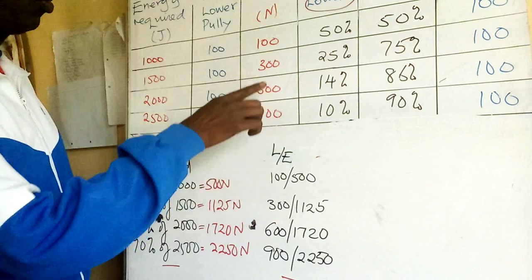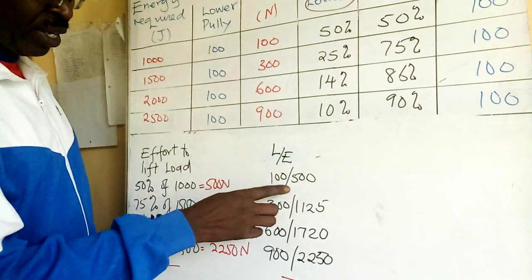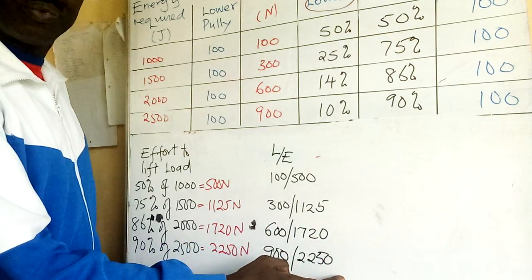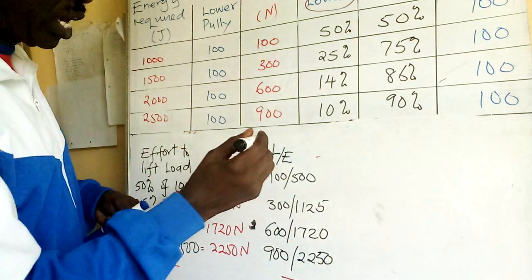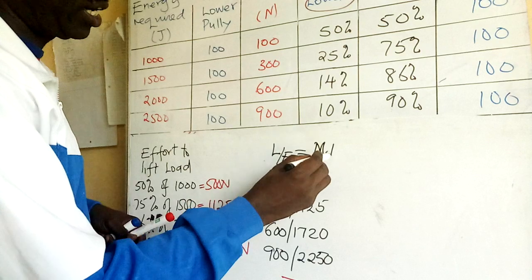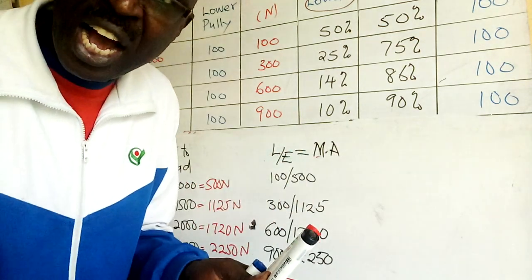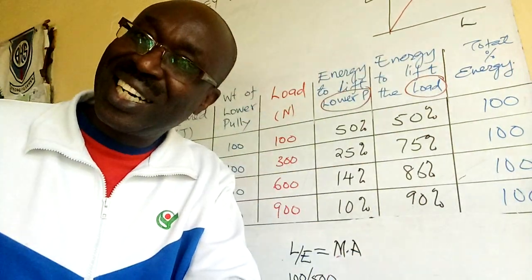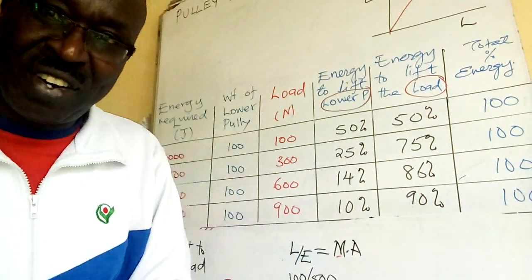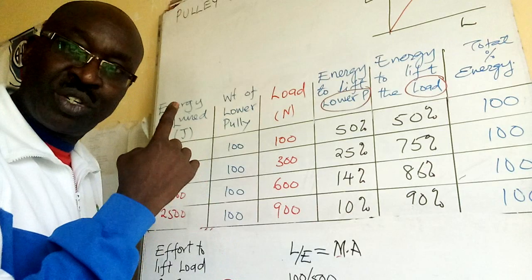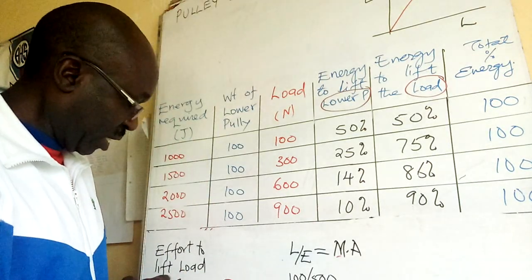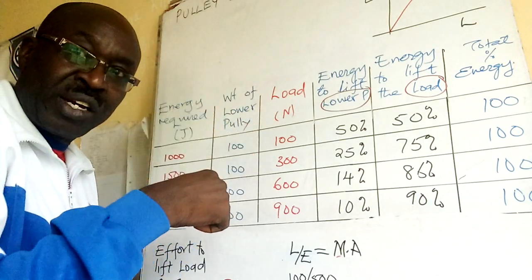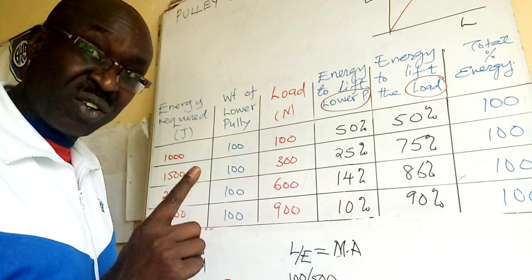So I'll take the load, 100, divided by effort. An example. You should be able to get some figures now. Those figures are also known as mechanical advantage. Faida ya kimakanika. Mechanical advantage. You take the corresponding effort and the load, so it is load divided by effort. That's what you get, mechanical advantage.